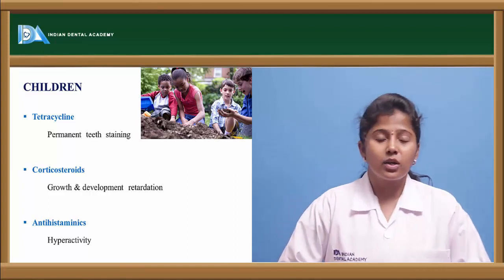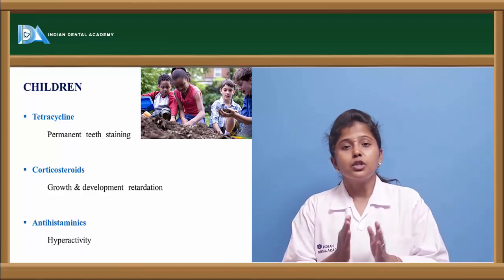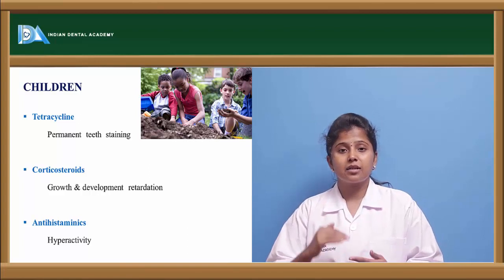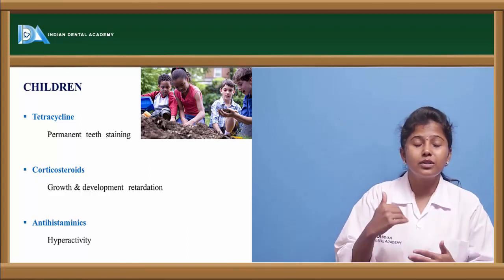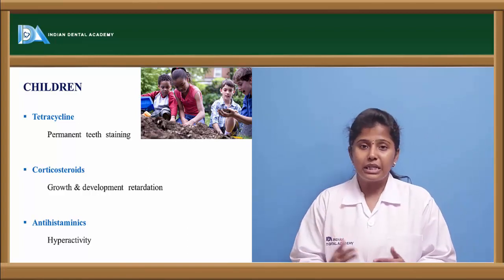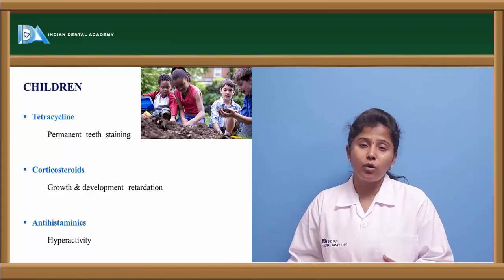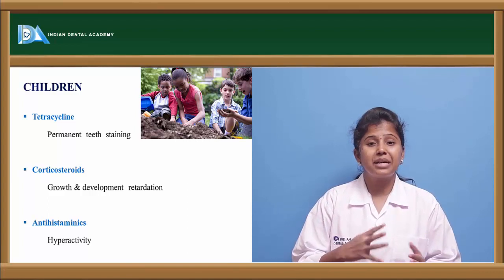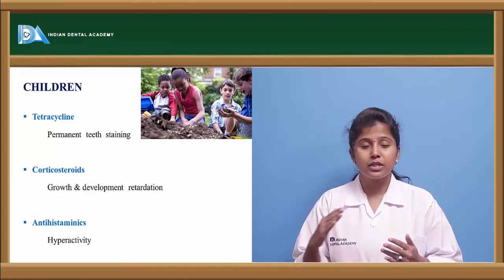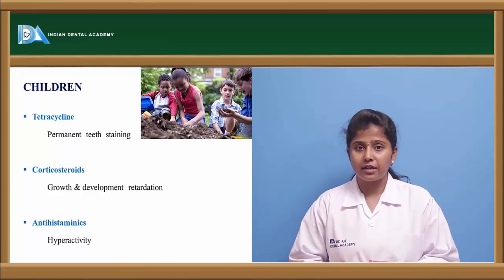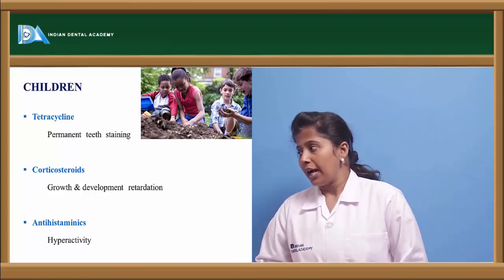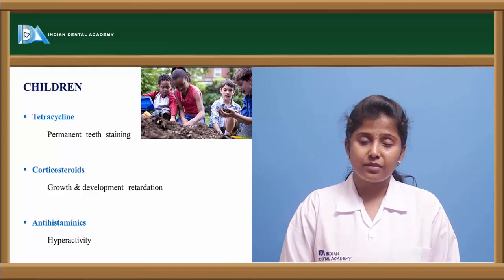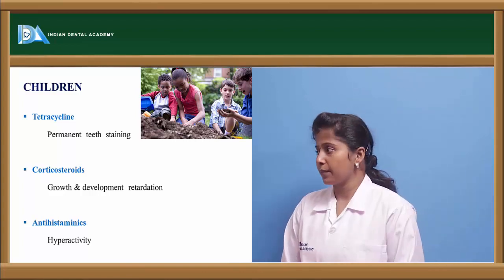And the drugs like corticosteroids show effects like growth development. This growth development may alter with the age group also. If we give corticosteroids to old age people, they won't act by the mechanism of growth development. These corticosteroids may act by another mechanism to show another response. And the other one is antihistaminics. These antihistaminics show hypersensitivity reactions in these age groups.